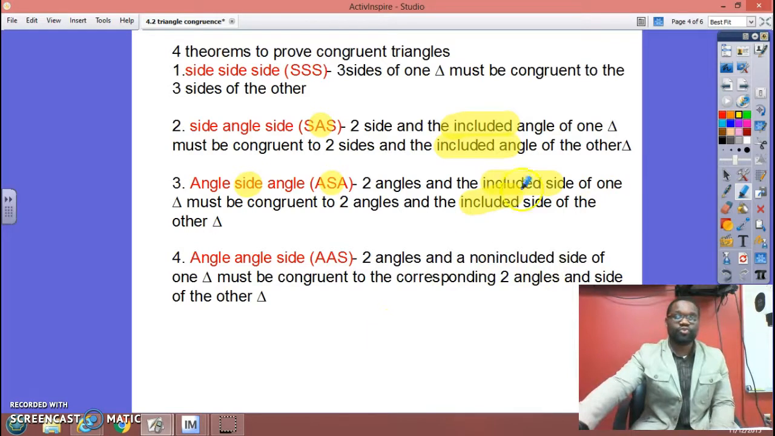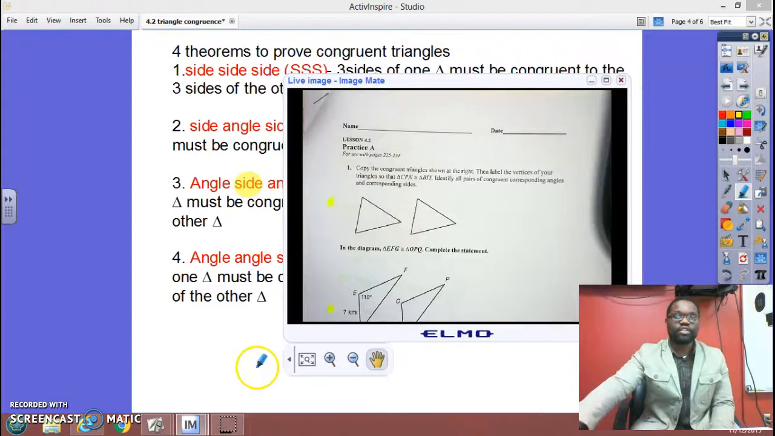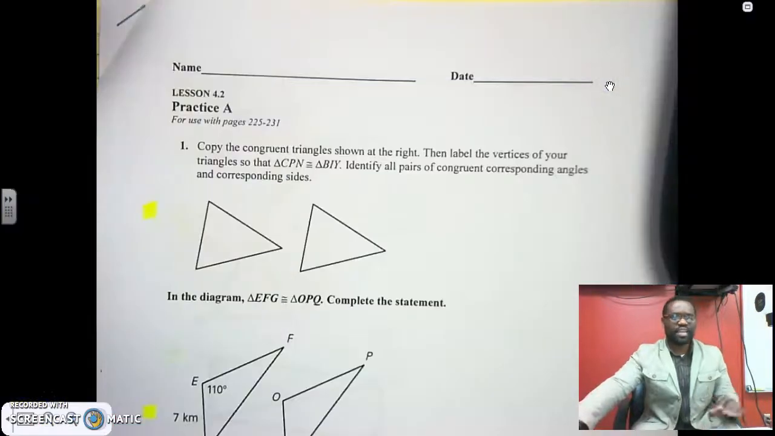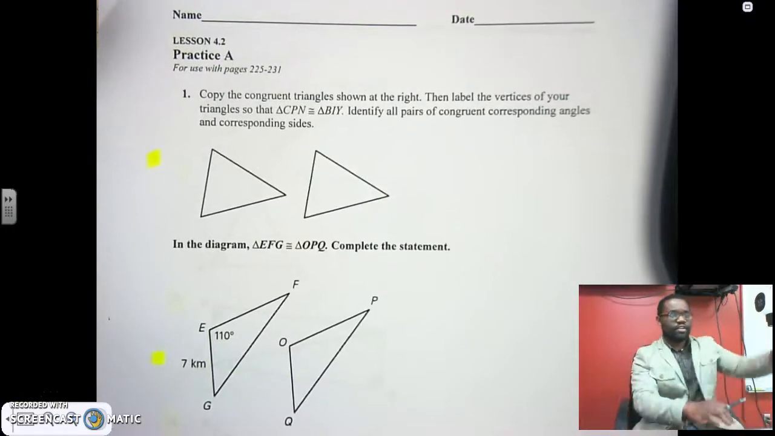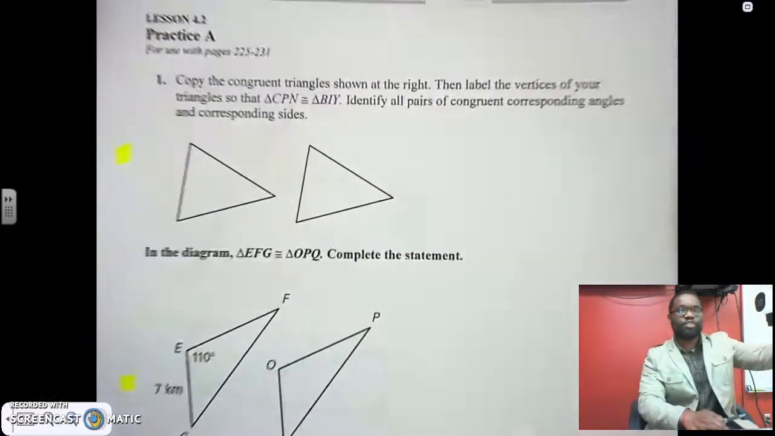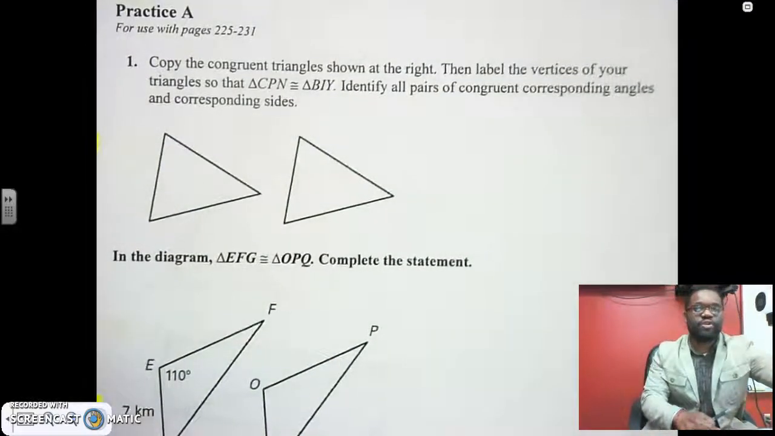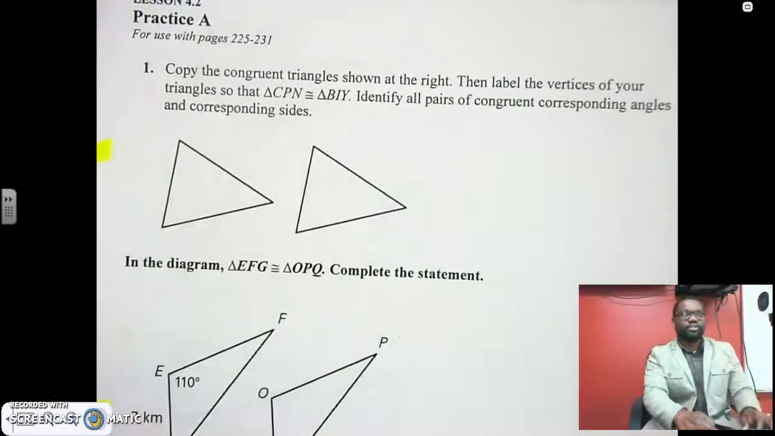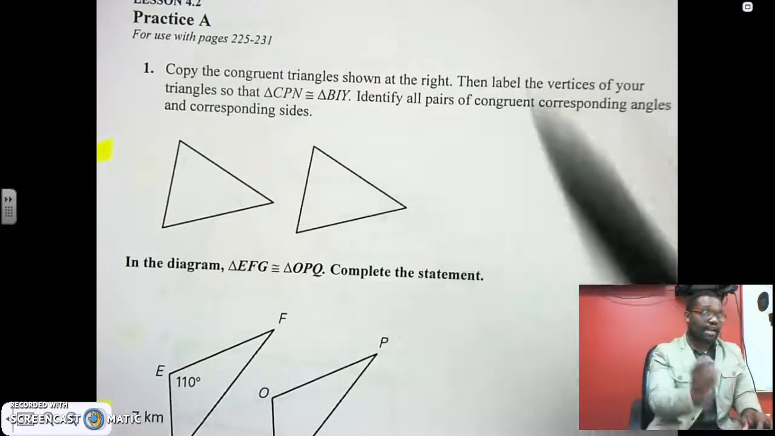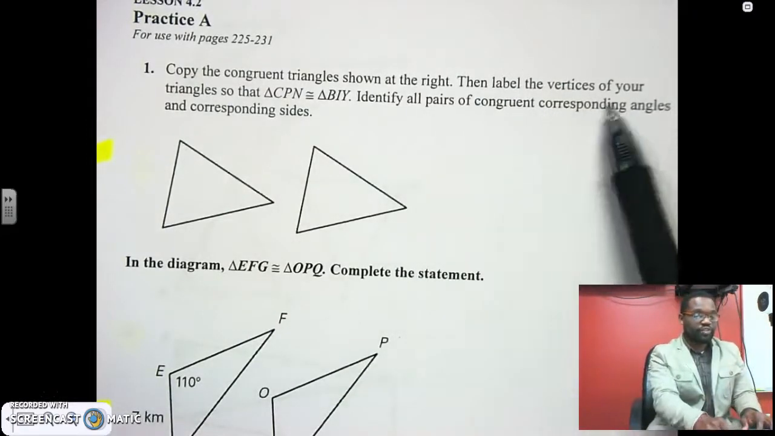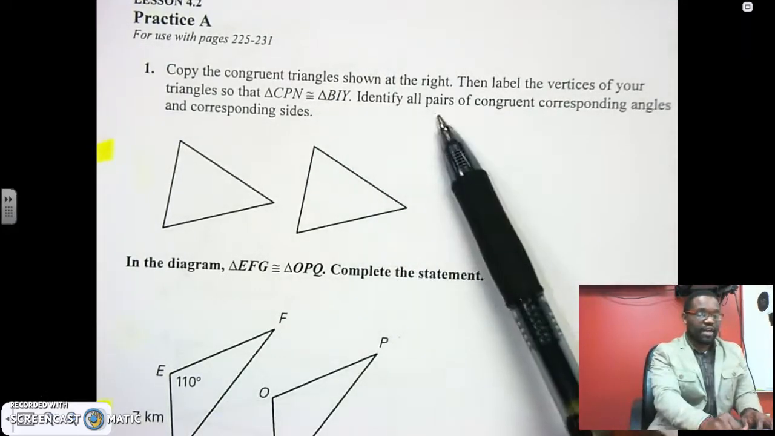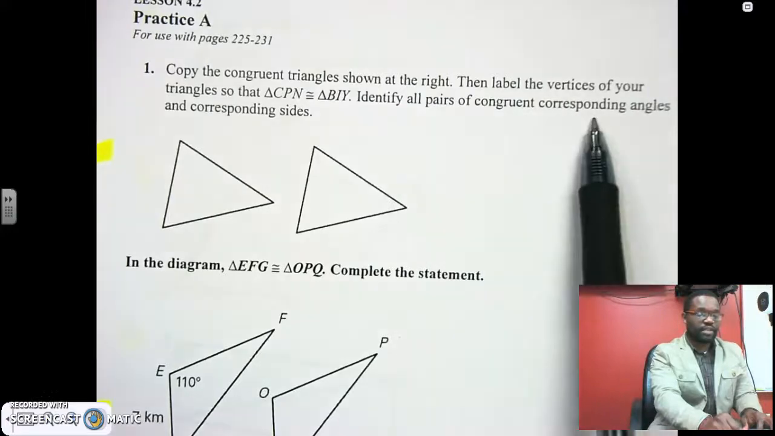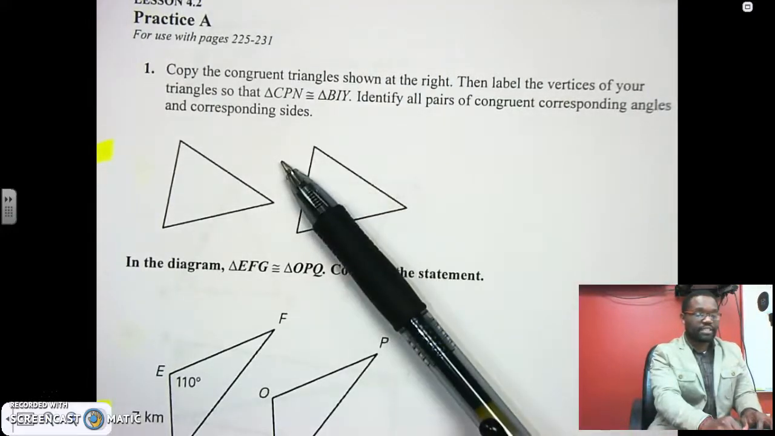And what I'd like to do with this is actually take time real quick to go over several examples. I want to try to make this clear by looking at the examples that we have here. So follow me. If I go too fast, pause and rewind. If you have any questions, let me know in class. All right? So it says copy the figure. All right, we already got it down. Label the vertices of your triangle so that this triangle is congruent to that triangle, and identify all pairs of congruent corresponding angles and corresponding sides.